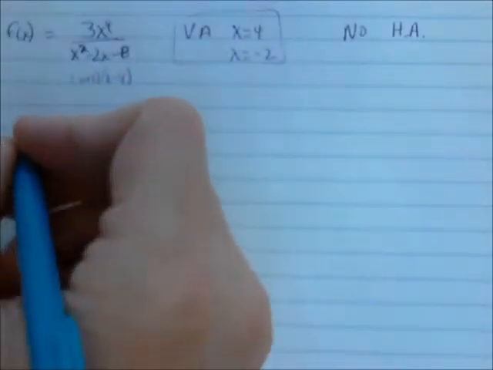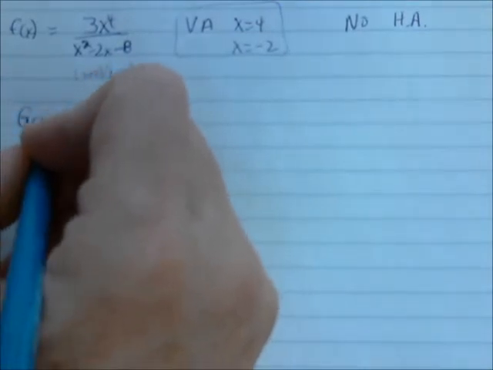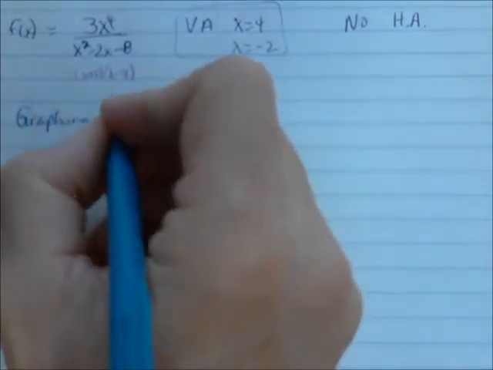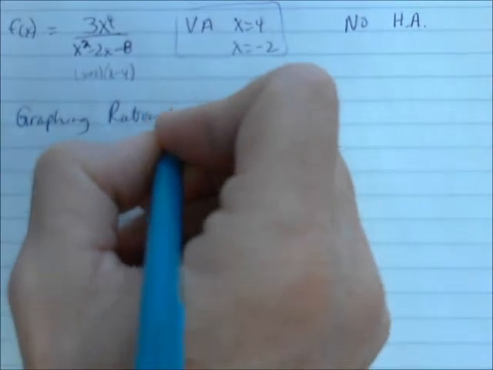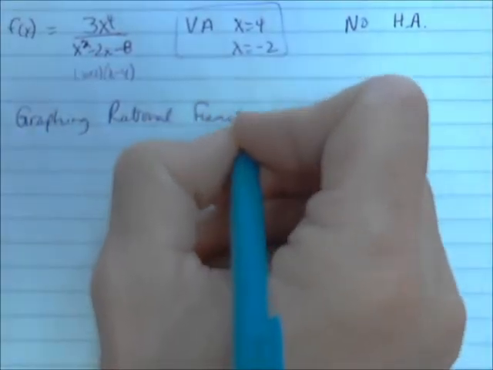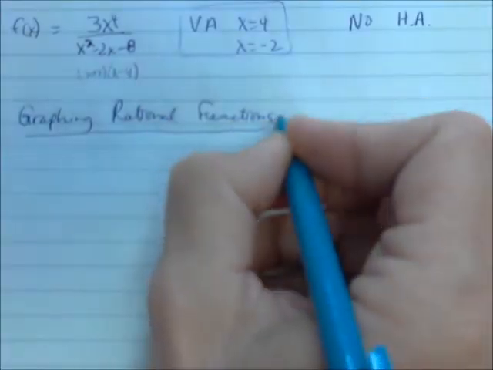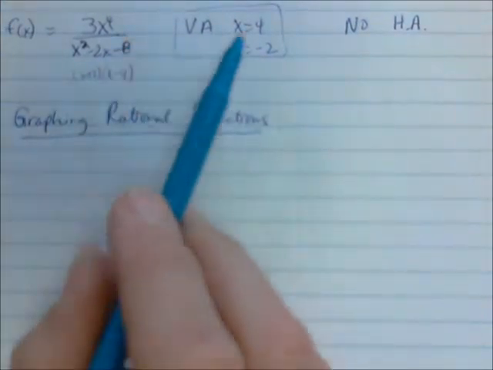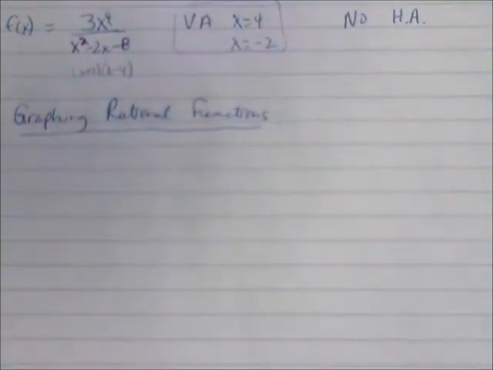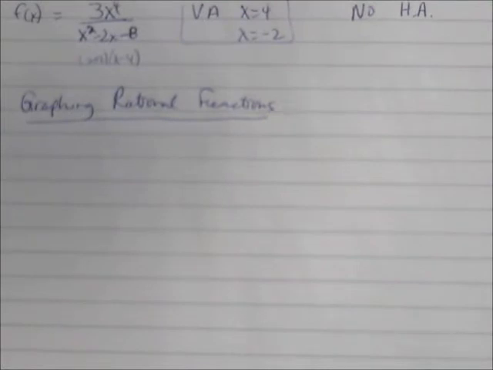We're going to start today graphing rational functions. In the last lesson, we found out how to find vertical and horizontal asymptotes, and those are going to be key parts of our graphing steps. We're going to go through 6 steps in order to graph these.